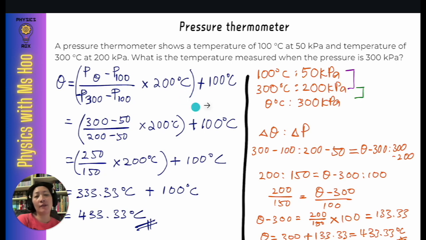So whether you want to use the formula method or ratio method is really your choice. As you can see, my preference is actually the ratio method because you can use this to solve any kind of thermometer question regardless of whatever upper or lower fixed points values are given.